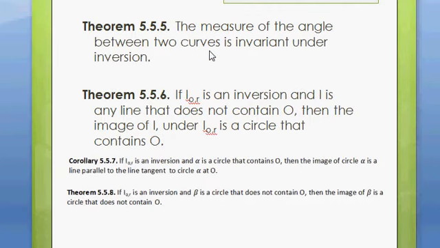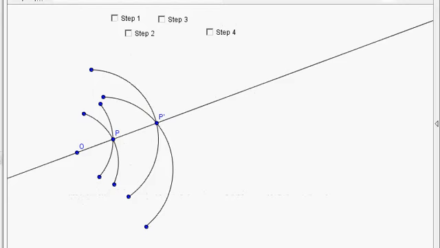But it does turn out angles aren't preserved directly the way we just talked about, but the measure of angles between curves is preserved as invariant, which seems kind of weird. If it doesn't work for the triangles, why does it work for curves? Well, let's look at it in GeoGebra.